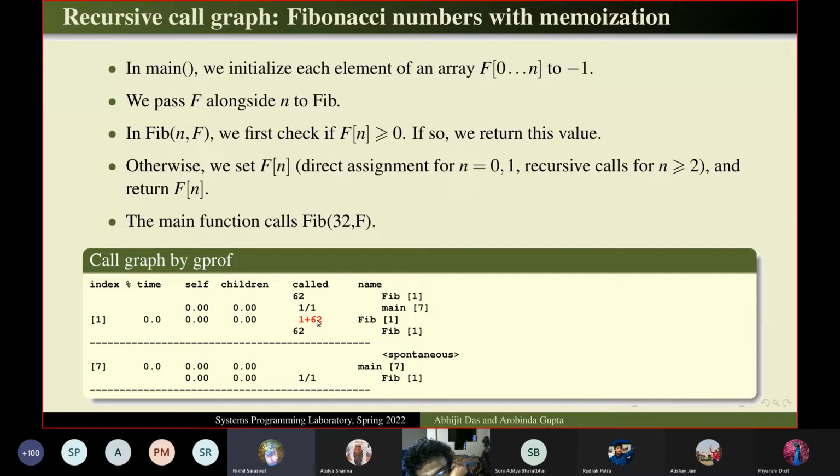Why is this 1? Because in the outermost level, main called this fib, right? So yes, sir. 1 out of 1 non-recursive calls is made by main. And 63 out of 63 calls are recursive calls made by fib. Fib calls fib 62 times, and this also says basically the same thing. Is it clear now? Yes, sir.